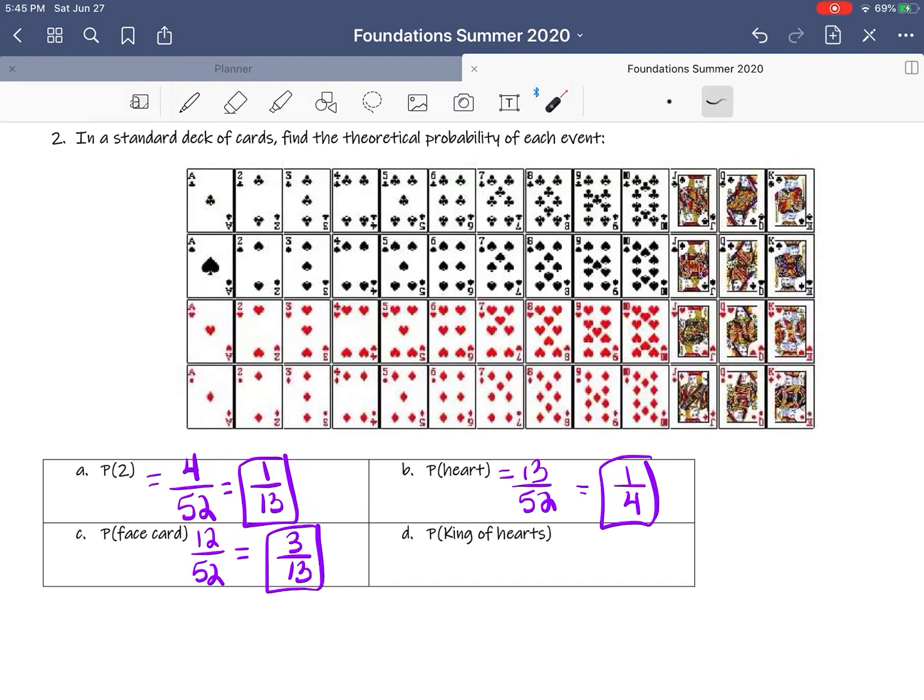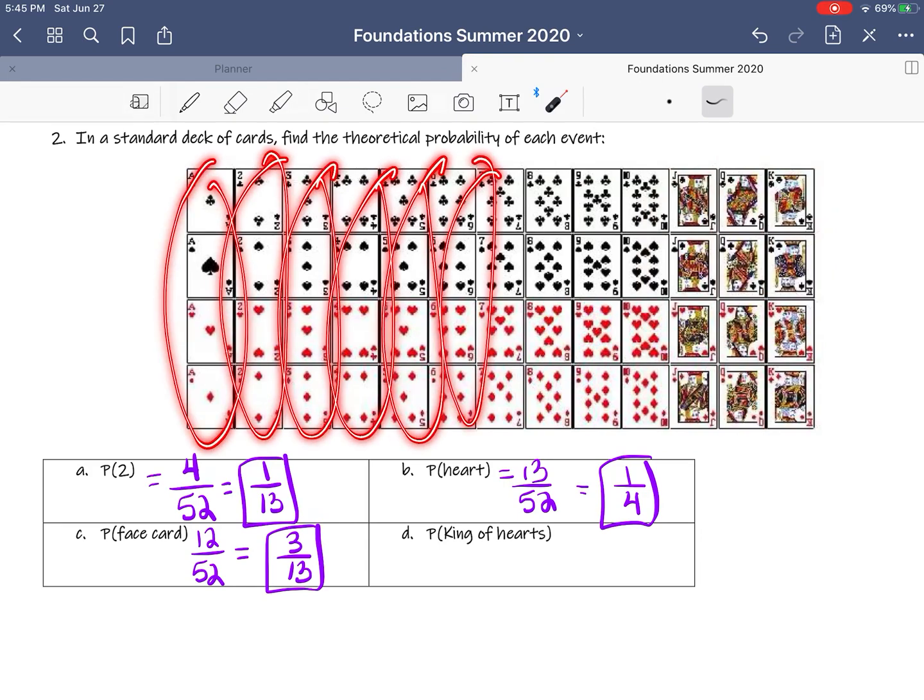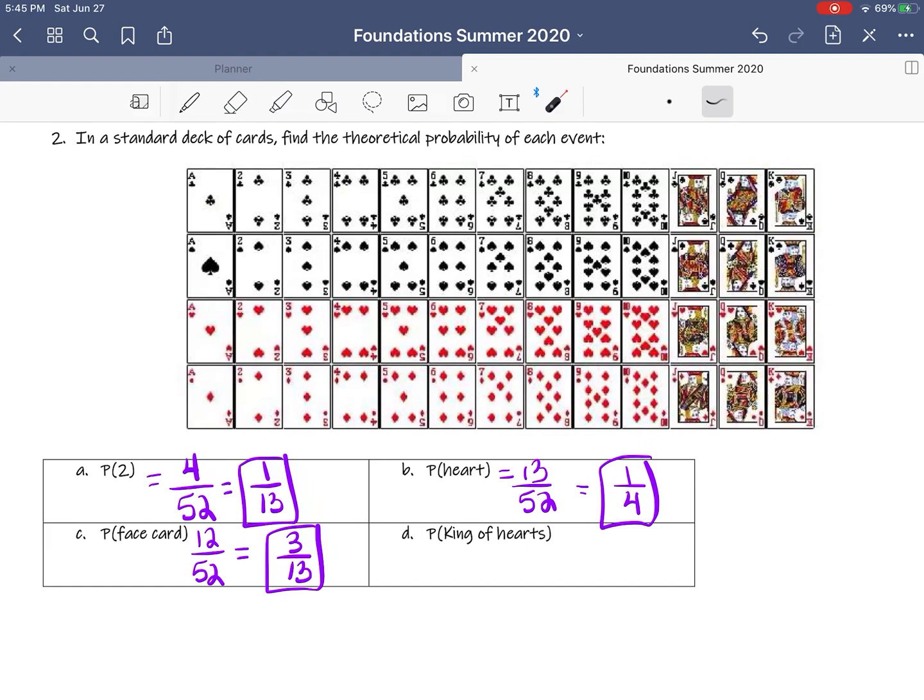Which, if you think about it logically, the face cards represent 3 of the 13 different types of cards. I cannot remember the name for that. It's not a suit. Anyway, 3 of the 13 different types. And then the probability of drawing a King of Hearts. So pause it, do it, unpause it, check it with my answer. King of Hearts is 1 card. That's this guy right here. So that's it.